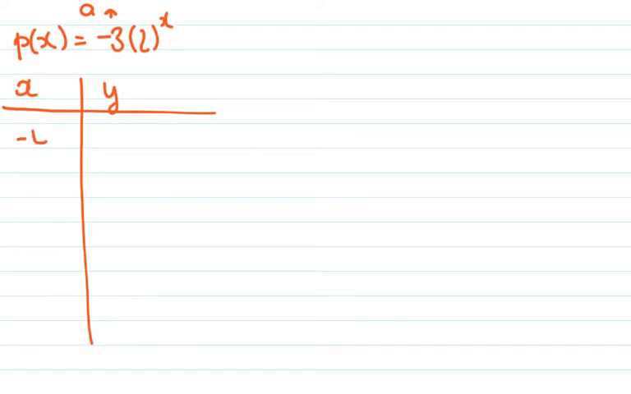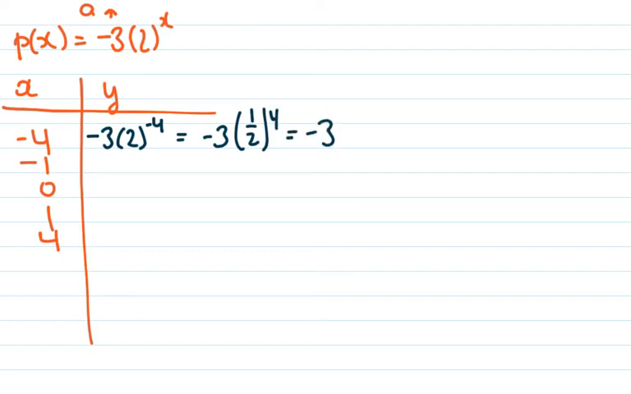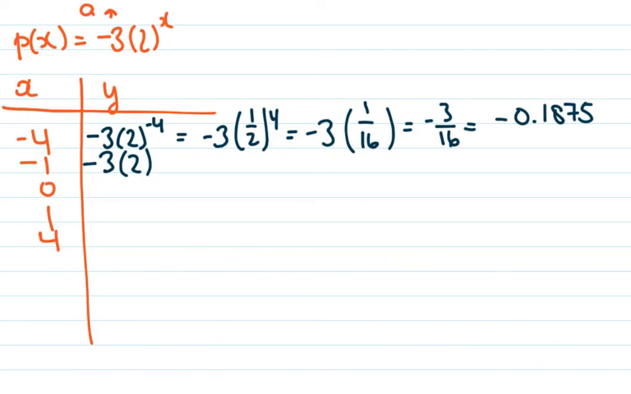I have the same numbers, negative 4, negative 1, 0, 1, and 4. Plug those into the equation. So negative 3 times 2 to the power of negative 4 equals negative 3 times 1 over 2 to the power of 4 equals negative 3 times 1 over 16 equals negative 3 over 16, which is negative 0.1875. When x is negative 1, I have negative 3 times 2 to the power of negative 1, which is negative 3 times 1 over 2, which is negative 3 over 2, which is negative 1.5.